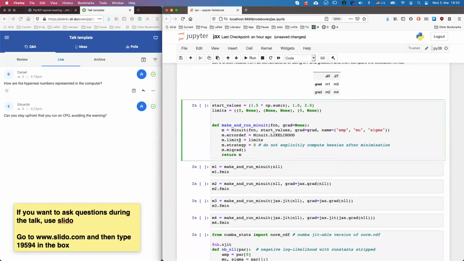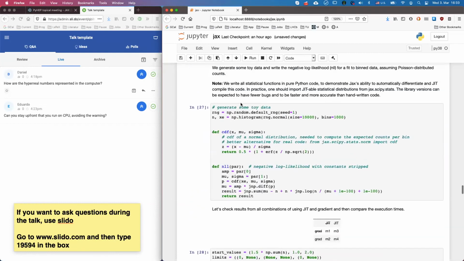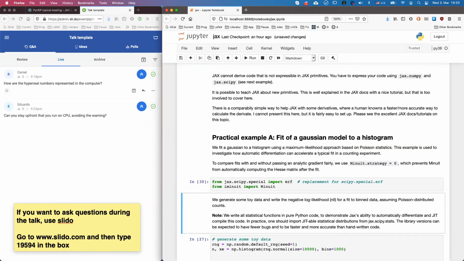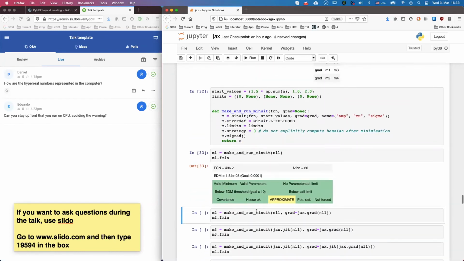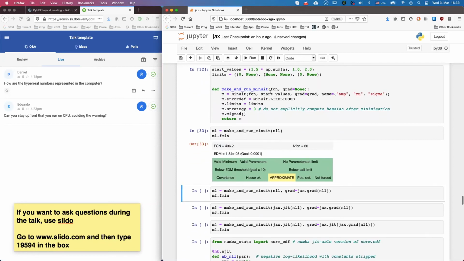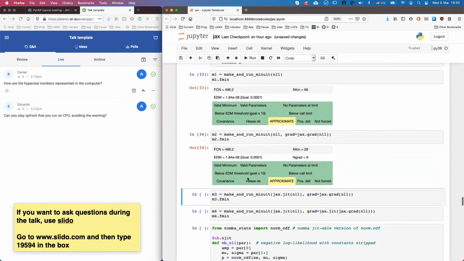Okay, my function has 3 parameters: amplitude, the mean, and the sigma. So let's run this. Okay, I forgot to actually execute this. Okay, this seems to work for the general case where I don't use the gradient at all. It also works when I put in the gradient. That's good to know. It actually gives exactly the same numbers here, but you can see now it only used 26 function evaluations instead of 66, but it used the gradient 6 times.